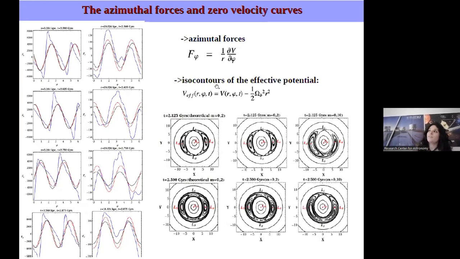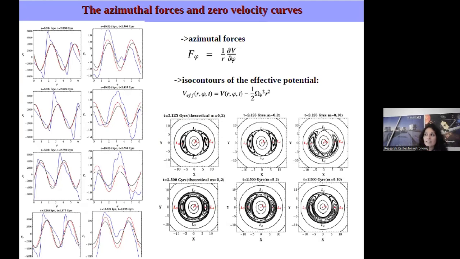We did the same procedure for the effective potential. We constructed the isocontours of the effective potential, known in the bibliography as zero velocity curves. This is the form of the effective potential. We did it also in three cases. This is the theoretical zero velocity curves of our analytical model. These are the numerical ones for the same modes, and this is the full zero velocity curves for m equal 0 to m equal 10 with all the modes.